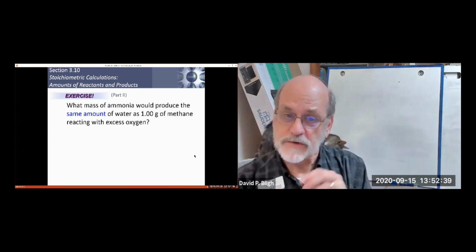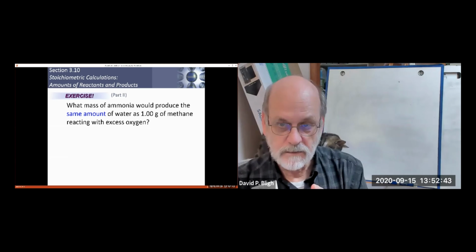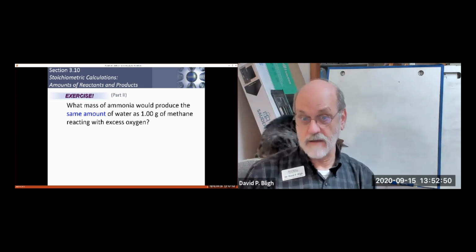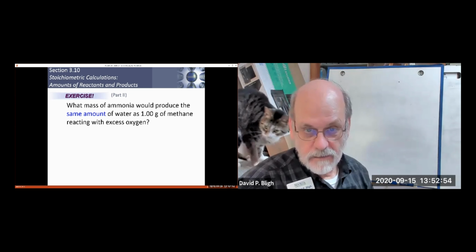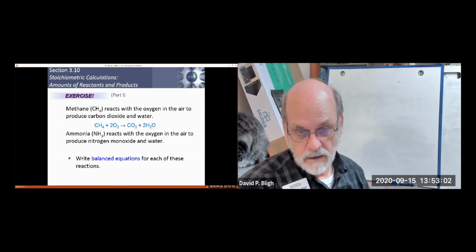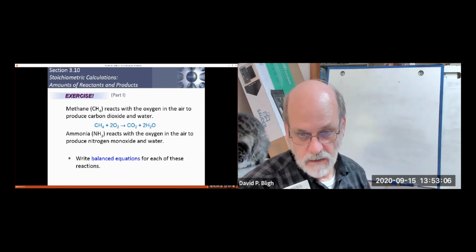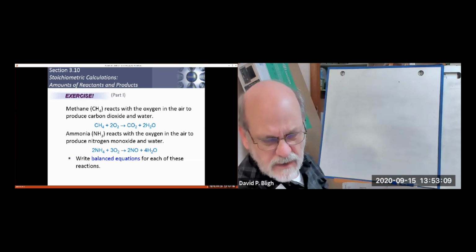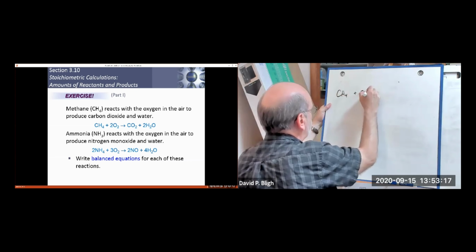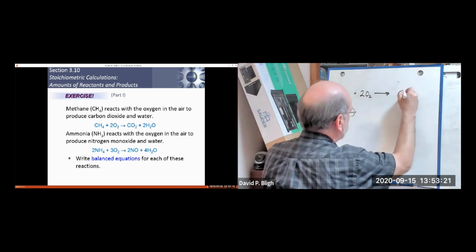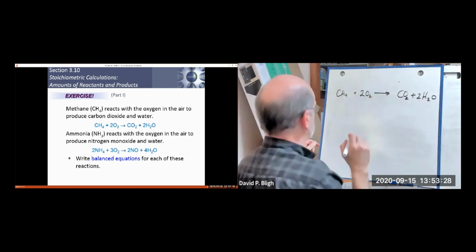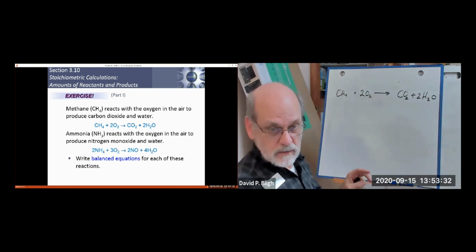Okay, now part two is, the question is, what mass of ammonia would produce the same amount of water as 1 gram of methane? Okay, so let's go back, because we're going to need our balanced equations. There we go. Okay, so we need our balanced equations, methane, oxygen, methane, to water. Yep. And then we're going to relate that to ammonia.